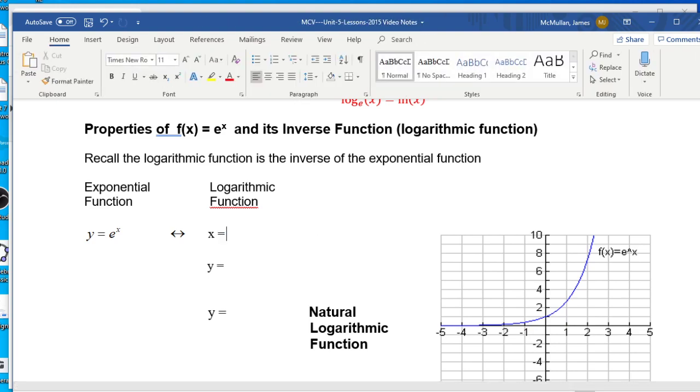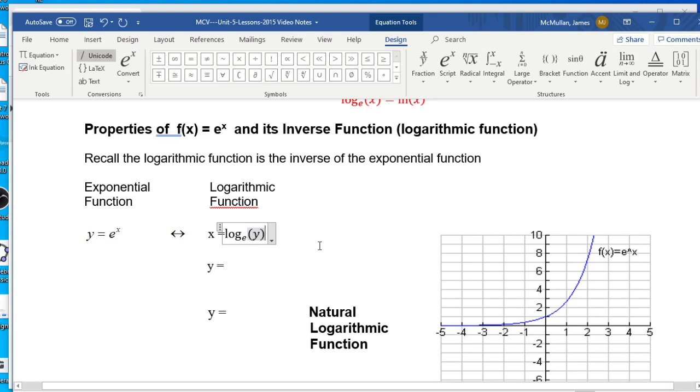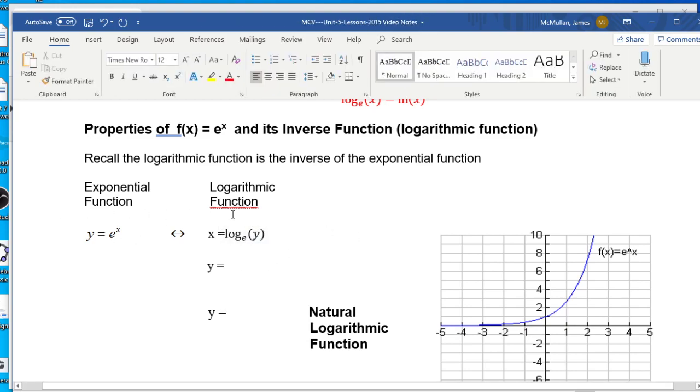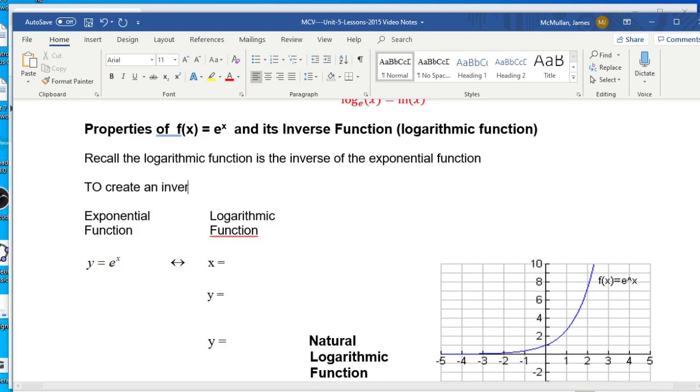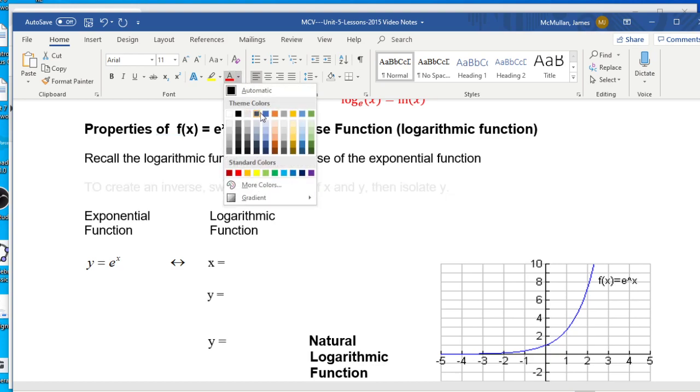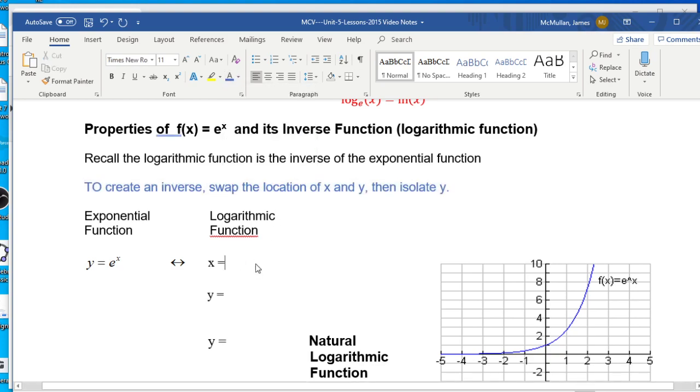Okay? So the logarithmic function, again, x is equal to log base e of y, right? Oh, sorry. Right? So that's how you rewrite it. Remember, you write the same thing in logarithmic form versus exponential form. Okay? Oh, I'm sorry, I misunderstood. I see what they're going for here. So let me just write this down over here. To create an inverse, swap the location of x and y, then isolate y, right? That's what we're doing here in order to make an inverse. So I see what they're doing. Just misunderstood that. Okay, so first thing we're going to do is swap x and y.